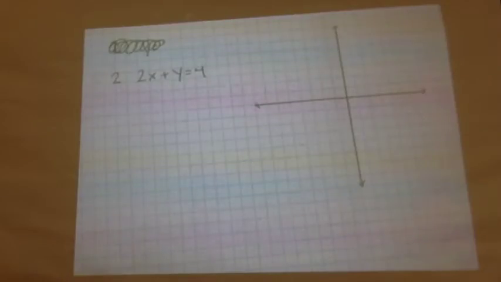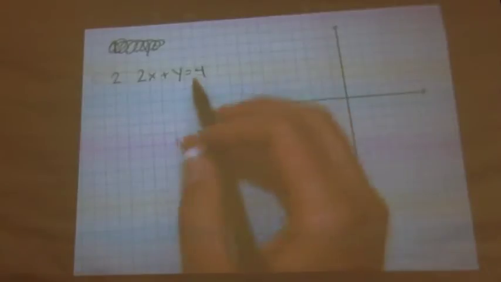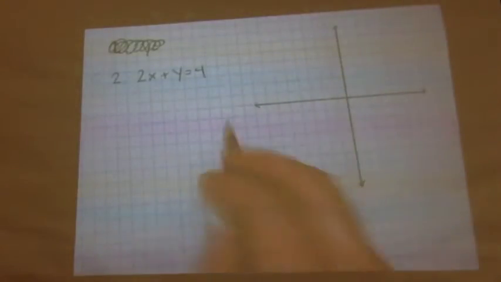All right, we're doing 8-1 on page 234. I decided to show you guys number 2 because 2 has some more steps involved than number 1 has. So number 2, we want to start out by graphing like we've done before for slope-intercept form.